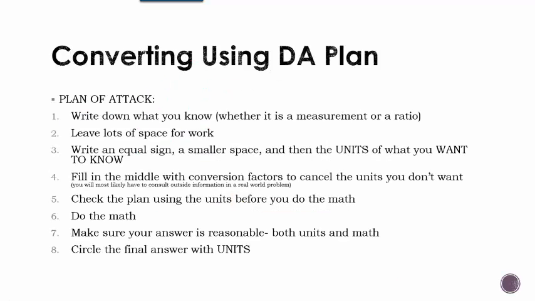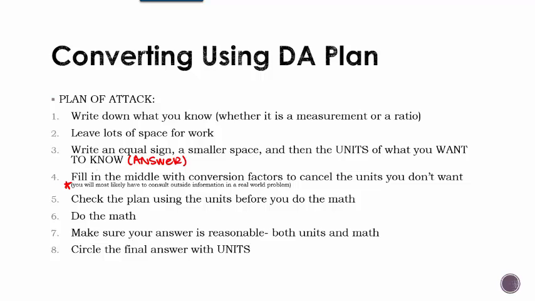So here's your plan of attack. Write down what you know, whether it's a measurement or a ratio. Leave lots of space. Write an equal sign, a smaller space, and then the units of what you want to know, so what you want your answer to be. You're going to fill in the middle with your conversion factors to cancel the units that we don't want. And most likely, you'll have to pull in outside information.